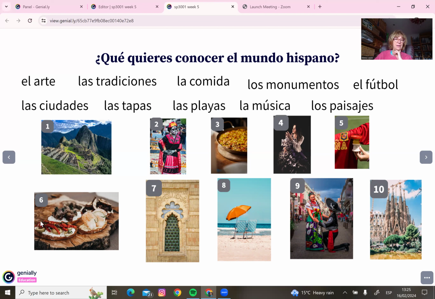Las tapas, número 6. These tapas are these small portions of food that we normally eat in Spain. Las playas es el número 8. La música es el número 9. Y aquí vemos a mariachis. I'm not sure if you're familiar with these guys that play guitar, love songs to girls when they want to engage with them. Y número 4, por ejemplo, la música del flamenco, que es típica del sur de España.